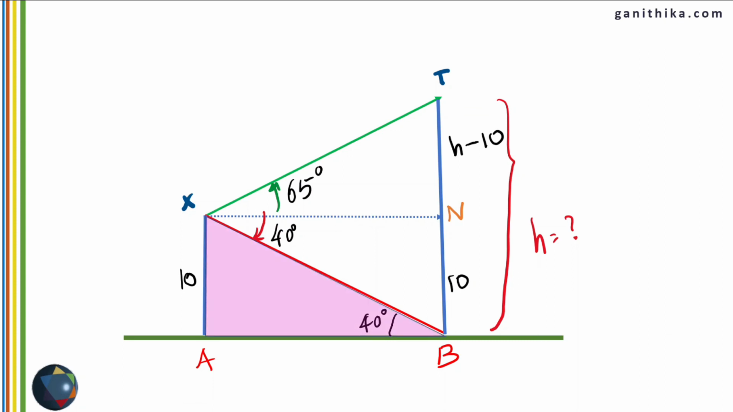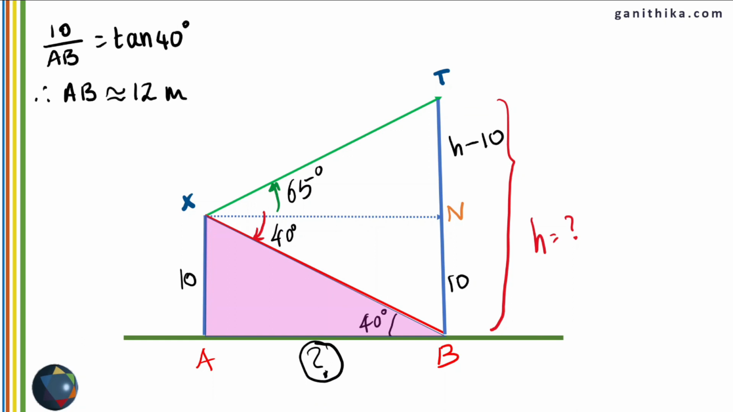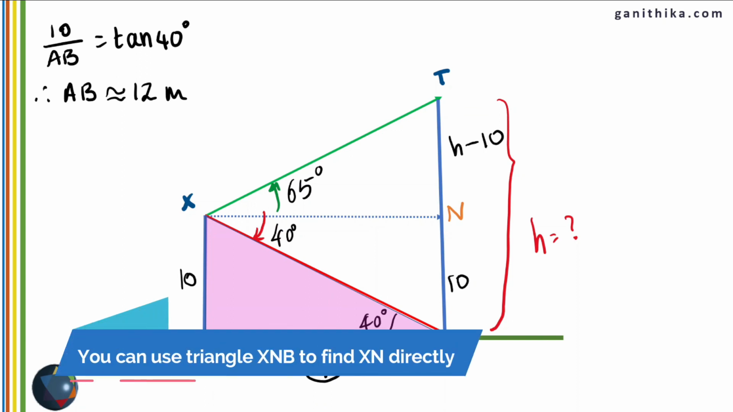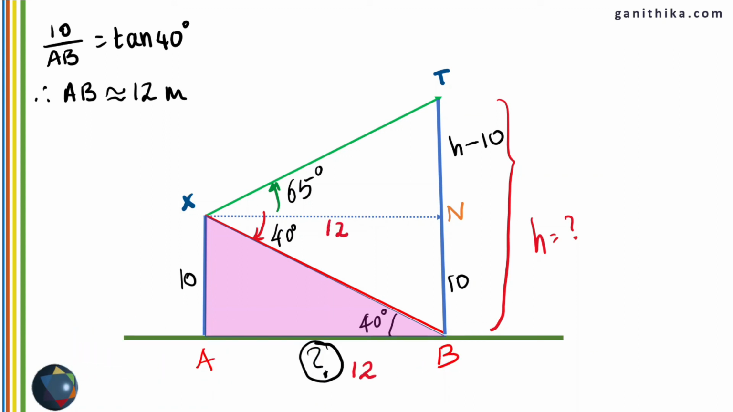So when you use this triangle, we can see that tan ratio is equal to 10 over AB. So 10 over AB is tan 40 degrees, and simplifying this, you can see that AB is approximately 12 meters. And we know that AB is equal to XN, therefore XN is also equal to 12 meters. And considering this triangle, we have again tan ratio: h minus 10 over 12 is equal to tan 65 degrees.